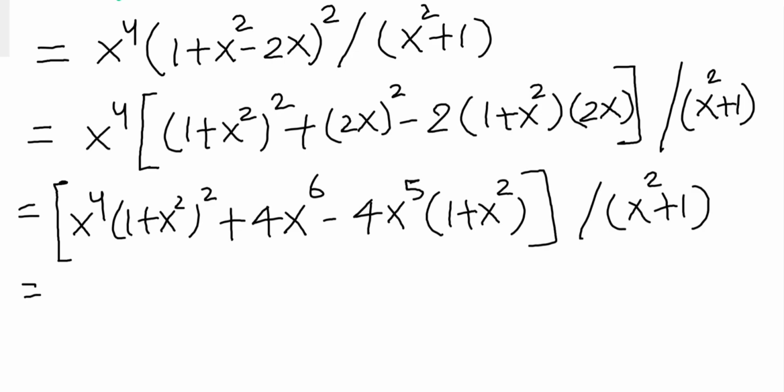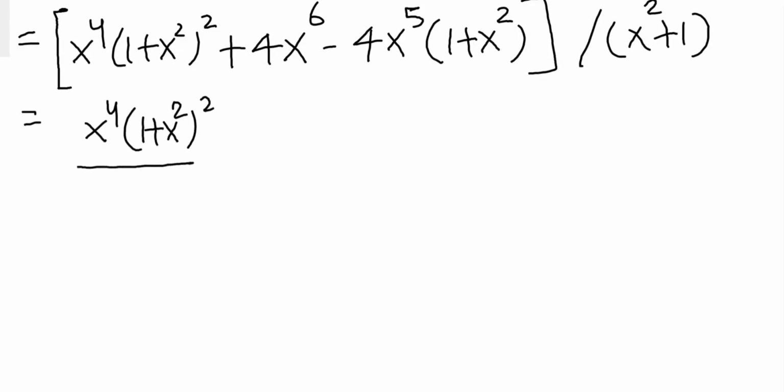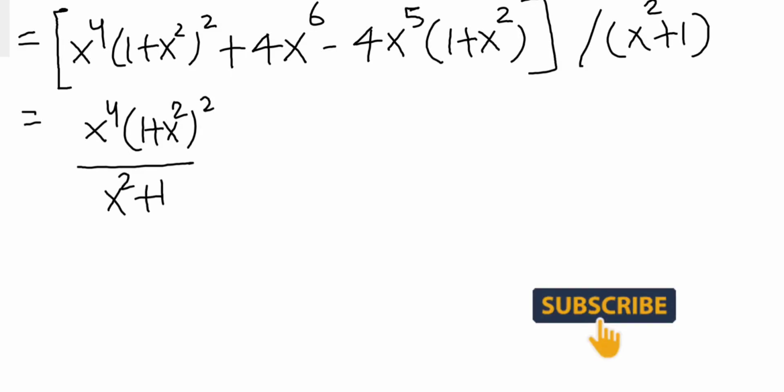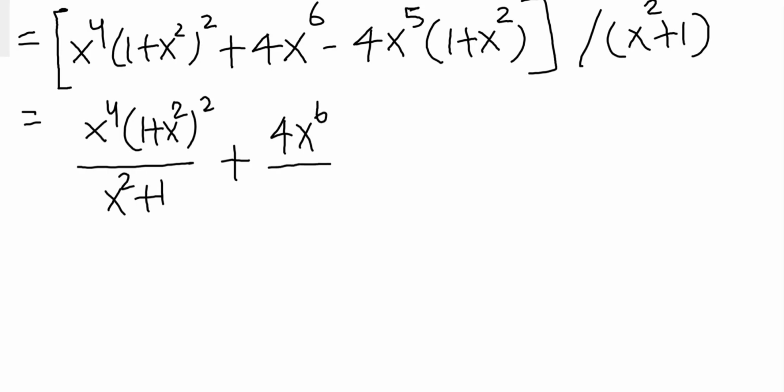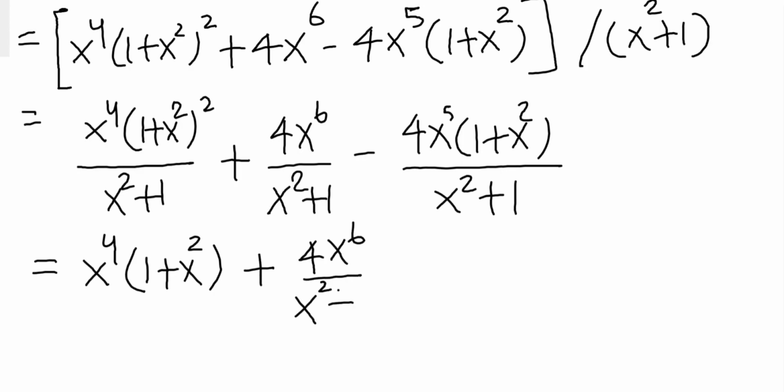Now let's divide by x^2 + 1, that is, I'll separate it to cancel some terms. This gives me x^4 (1 + x^2)^2 / (x^2 + 1) plus 4x^6 / (x^2 + 1) minus 4x^5 (1 + x^2) / (x^2 + 1). Then cancelling appropriate terms in numerator and denominator, I am left with x^4 (1 + x^2) plus 4x^6 / (x^2 + 1) minus 4x^5.